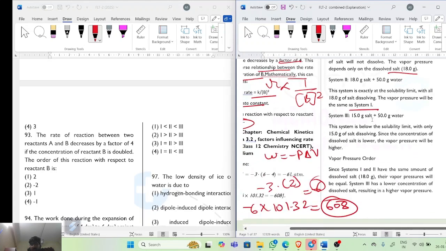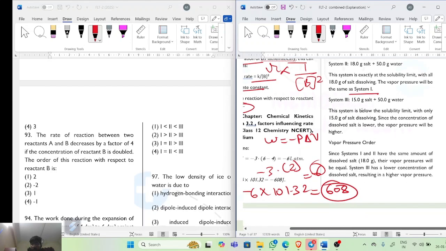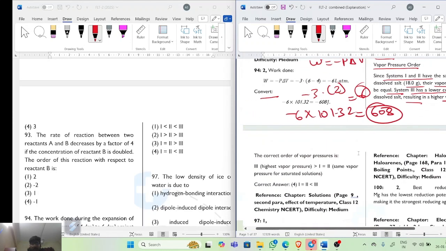Now let's check system 3 as well. This system is below the solubility limit, with only 15 gram of salt dissolving. Since the concentration of dissolved salt is lower, the vapor pressure will be higher. So the vapor pressure order is: since systems 1 and 2 have the same amount of dissolved salt, their vapor pressure will be equal. System 3 has a lower concentration of dissolved salt, resulting in a higher vapor pressure. So the correct answer will be option number 4.